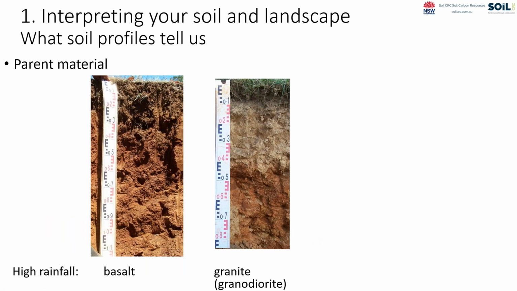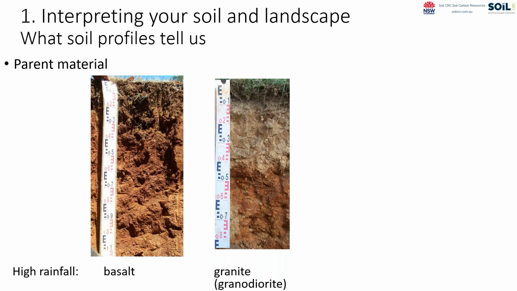So that's some context about what we're talking about. I'm going to show a series of profiles from different places and see what they show. What we've got here is two soils from different parent materials in a high rainfall area: basalt on the left and a granite on the right. The basalt's from Batlow and the granite is up past Tumbarumba.